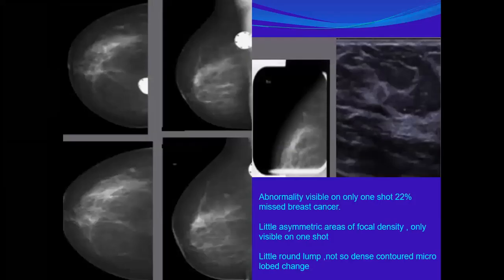Okay. Any volunteer? This is a new case. What could you see here? Everything in front of you, even the ultrasound. 2 rows. The first row represents CC and MLO, and the second row represents the CC and MLO.